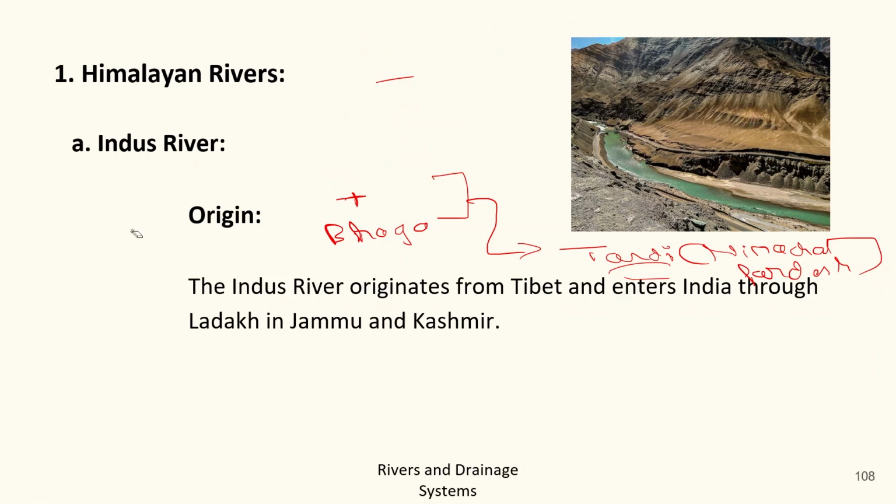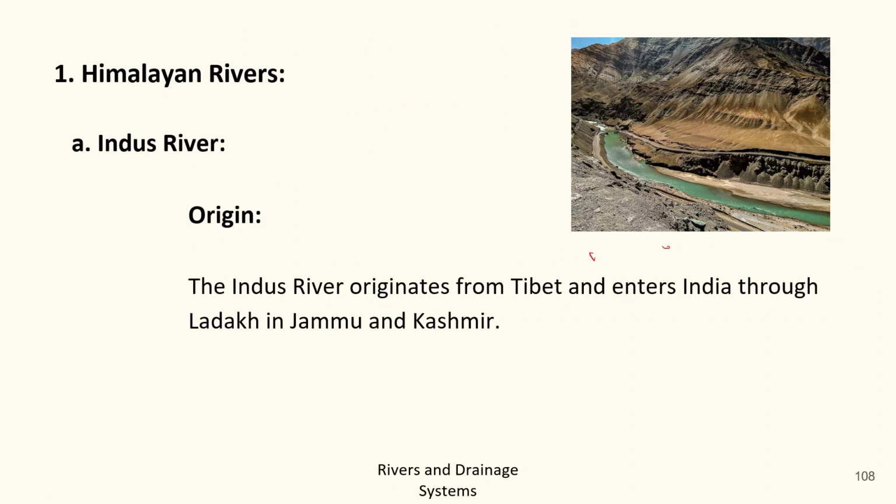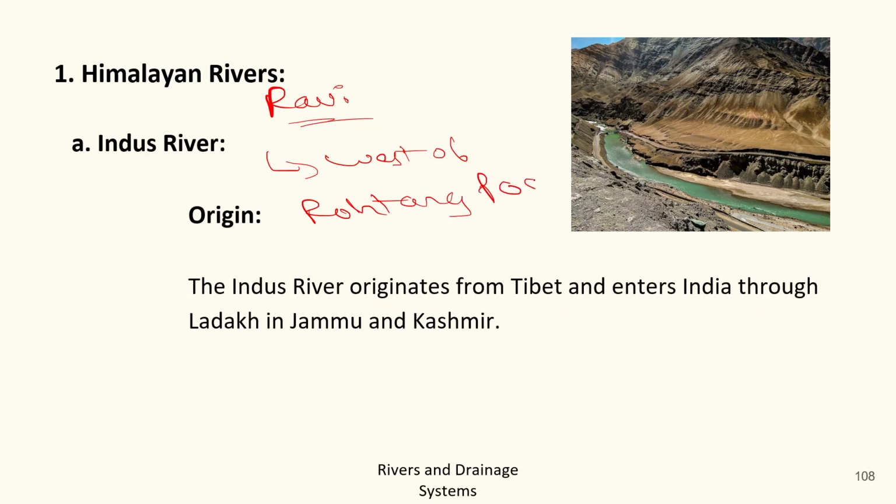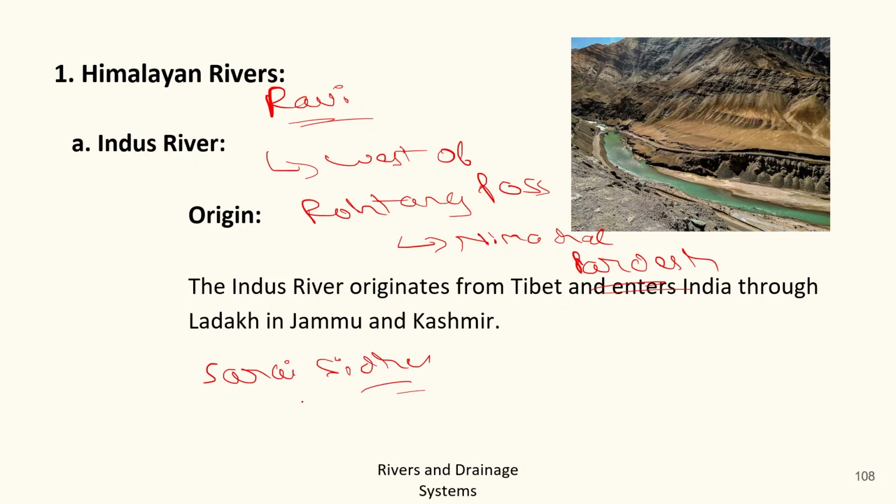Now come to the next tributary, which is the Ravi. Ravi originated west of Rohtang Pass in Himachal Pradesh. And near the Sarai Sidhu area of Punjab, it enters Pakistan. Got it?